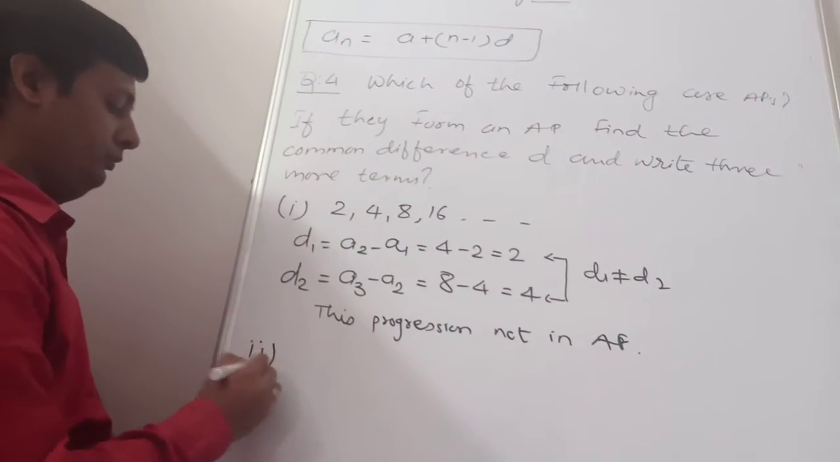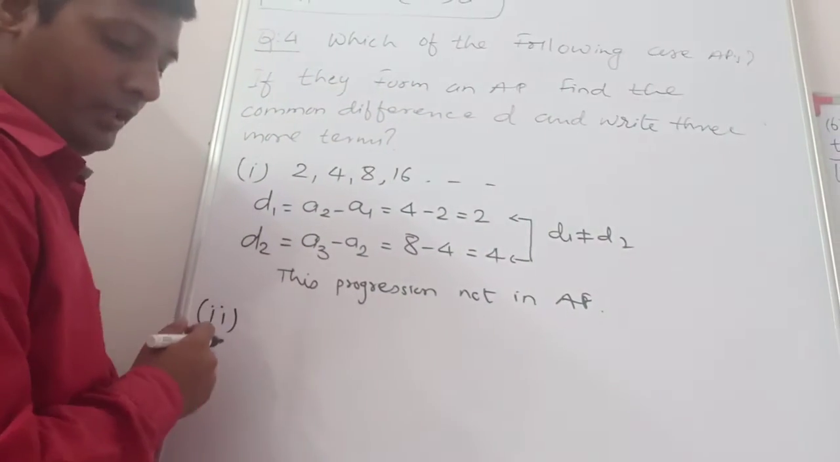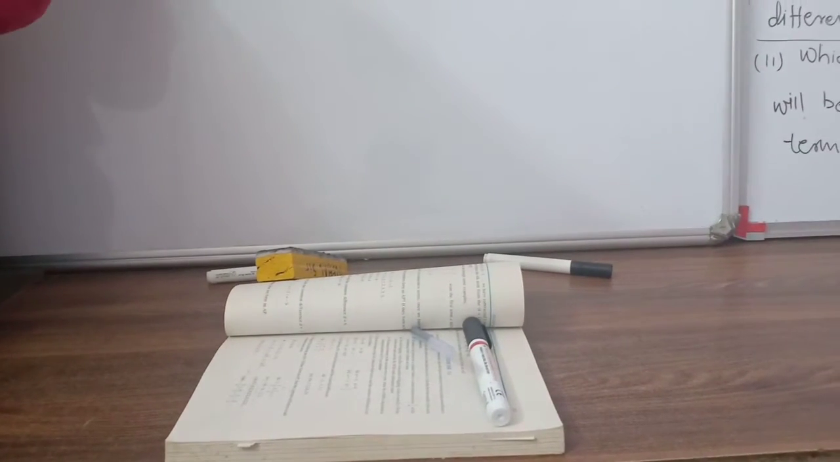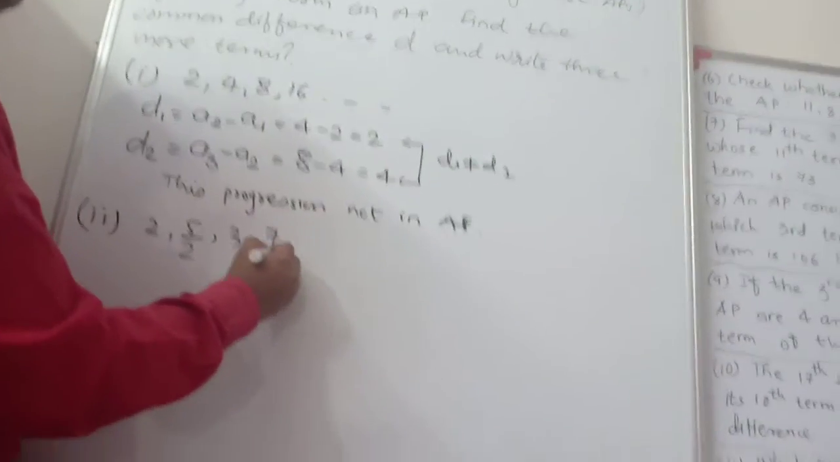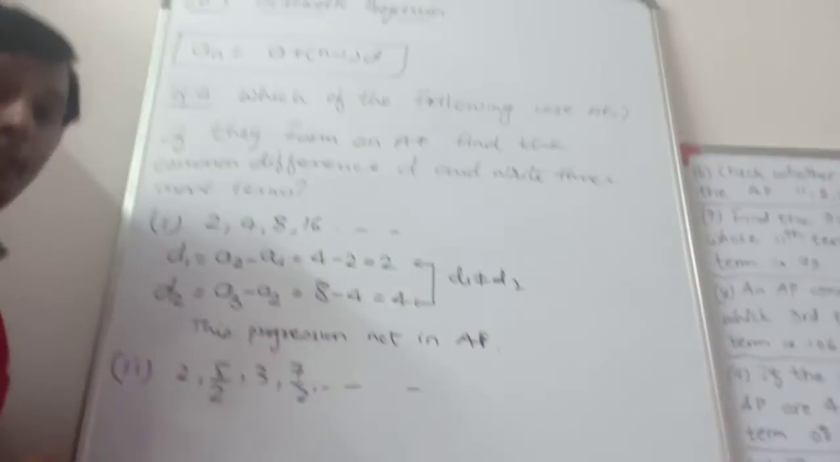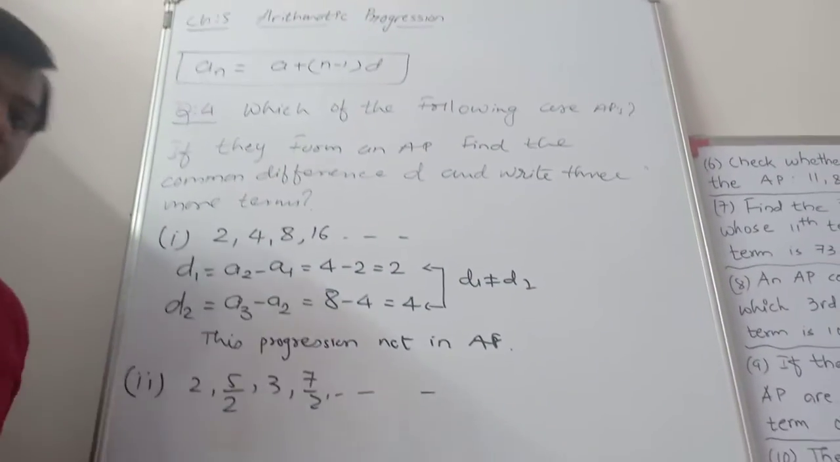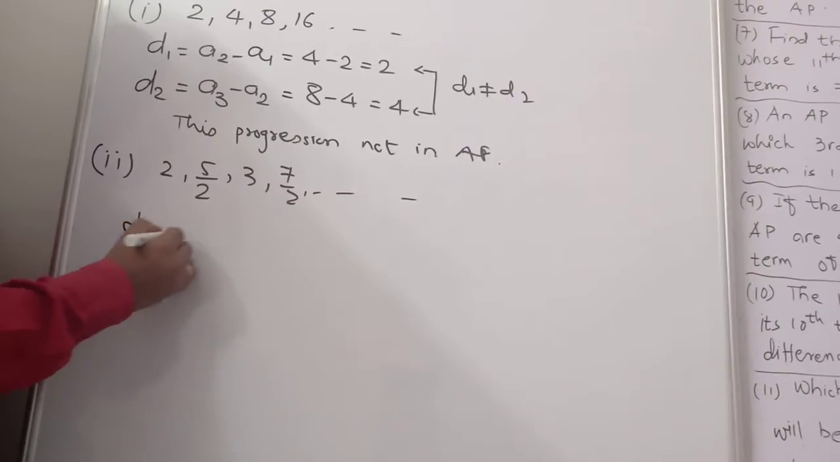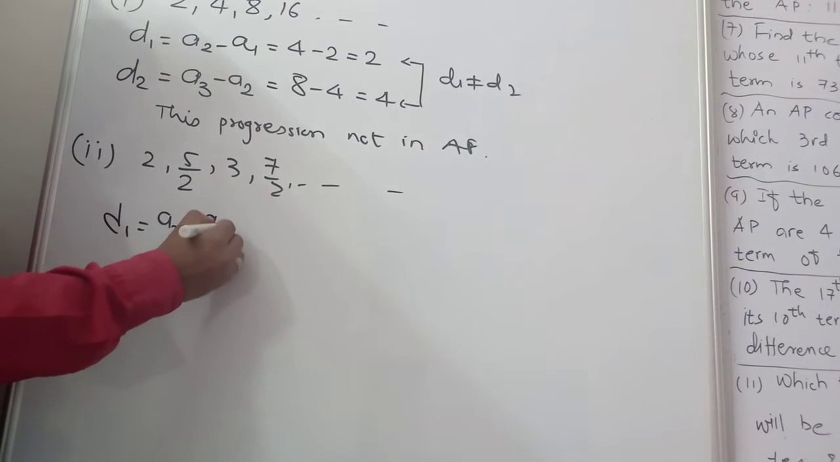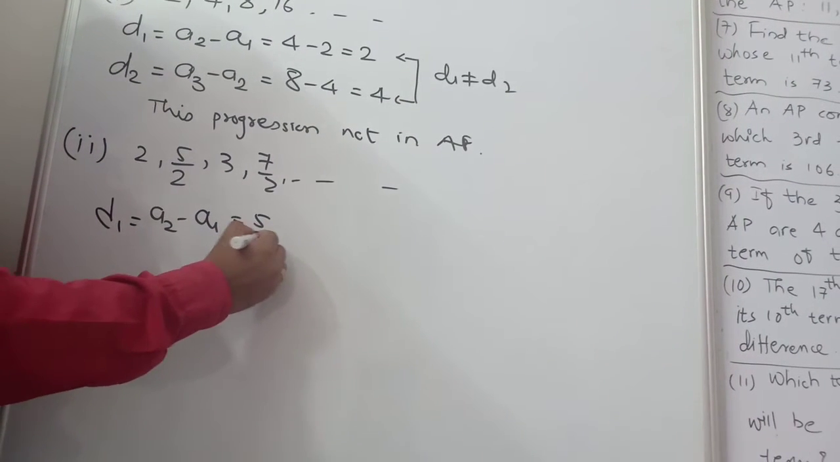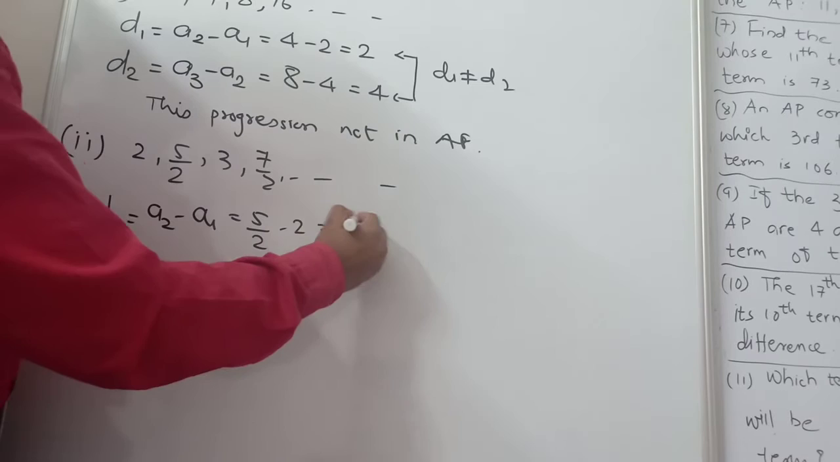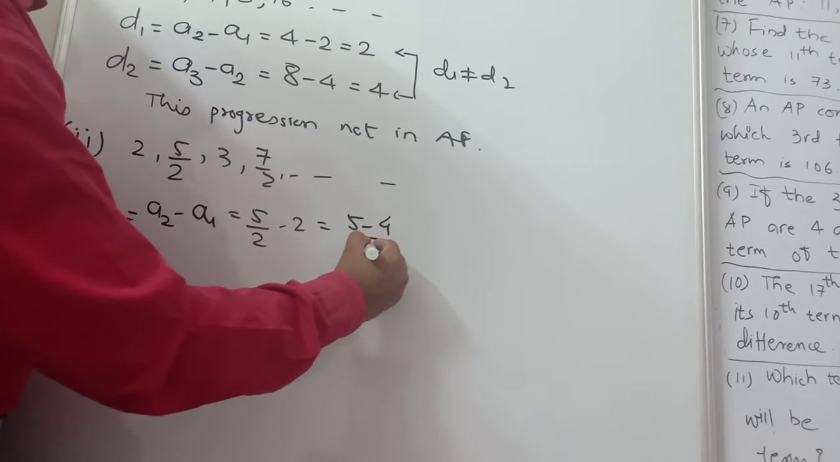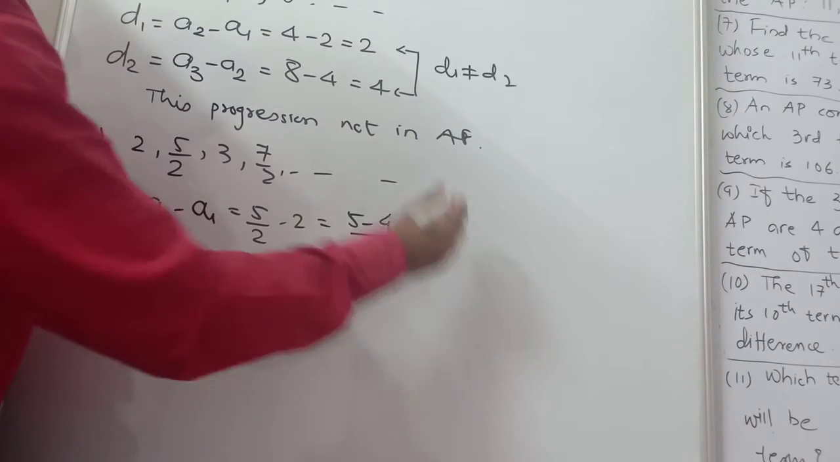Now question number 2: 2, 5 by 2, 3, 7 by 2, and so on. Understand? Clear? Chalo, sabse pehle to check karte hain ki AP hai ya nahi. Okay, so here D1, kya karenge? Second term minus first term. So 5 by 2 minus 2. So take the LCM, 5 minus 4 by 2. We got 1 by 2.